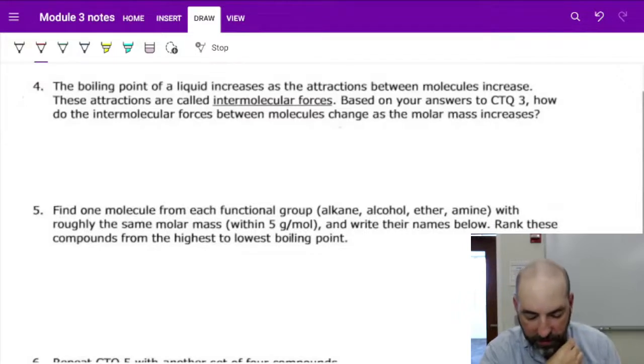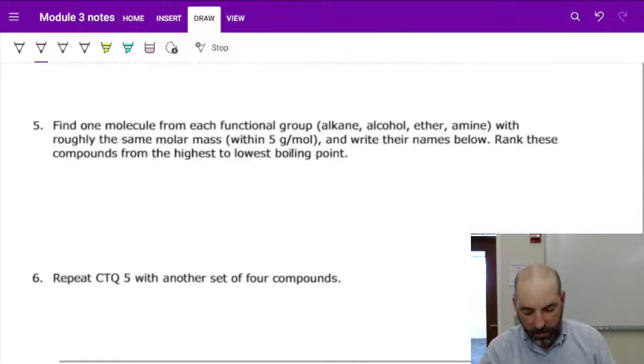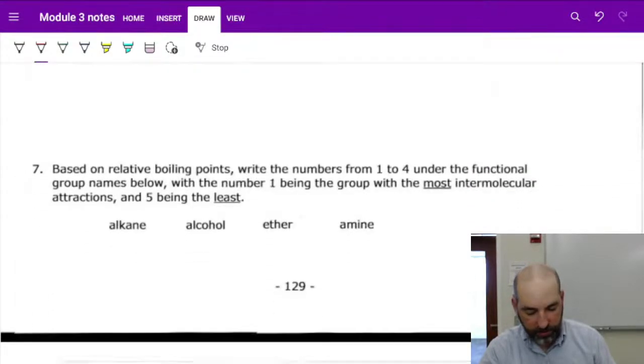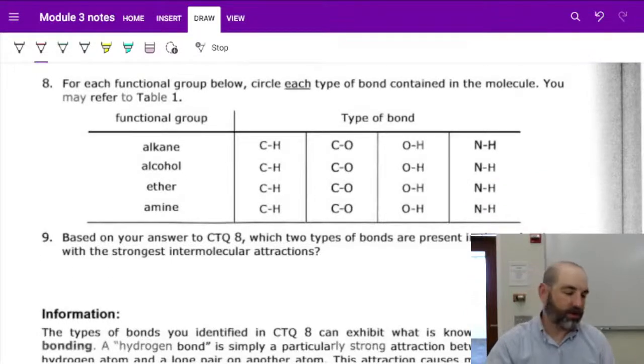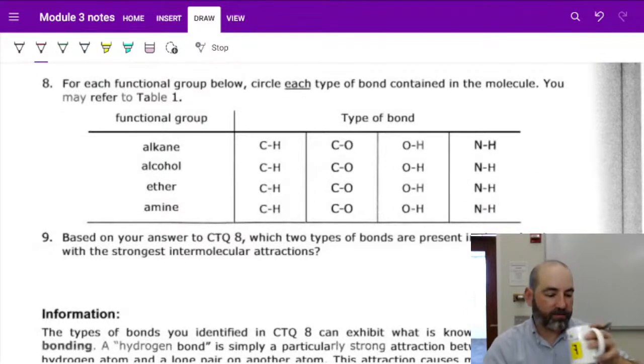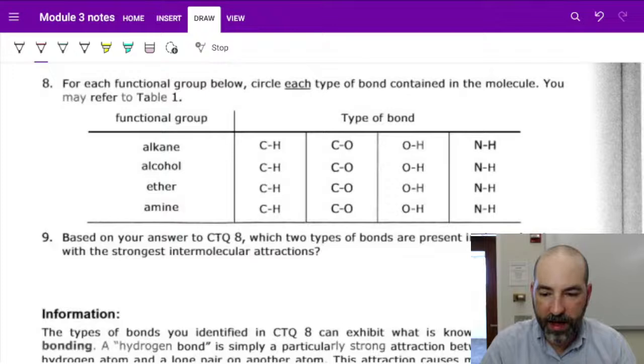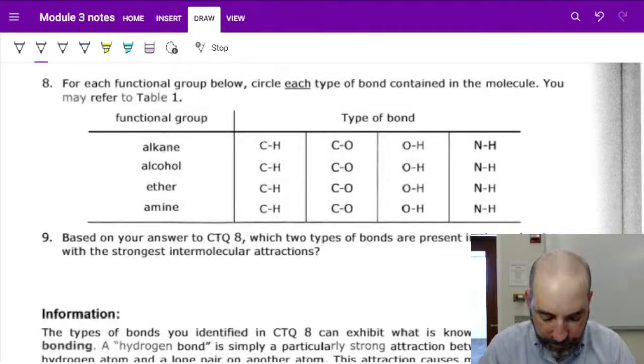So then 4, again, they give you some more information. So you should be able to work through most of these until you get to number 8. So if you haven't gotten to number 8 yet, maybe pause this and then go work on that and come back when you're up to there.